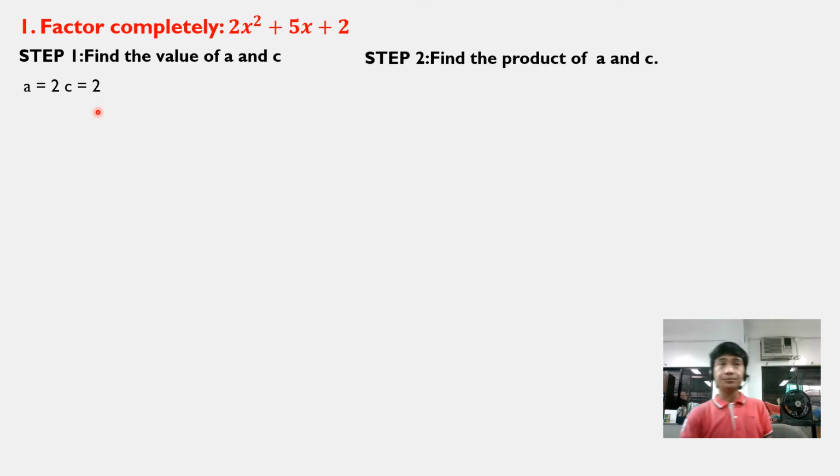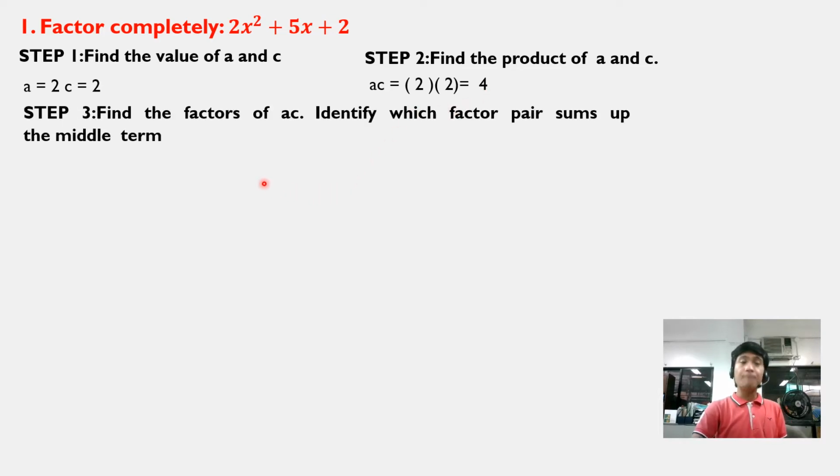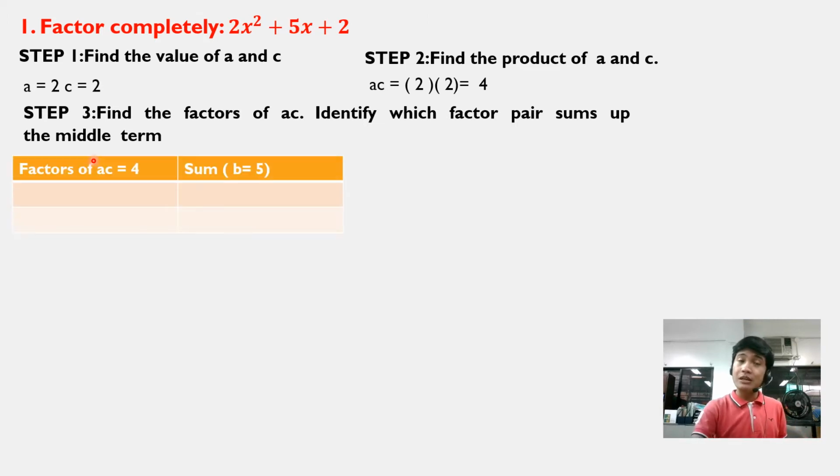Step number 2. We need to find the product of A and C. So, multiply mo lang yung nakuha mo sa step number 1. So, AC is equal to 2 times 2, that is equal to 4. Ganun lang ang step number 2. Step number 3, find the factors of AC. We need to identify which factor pair sums up the middle term. So, para masagawa natin yung step number 3, we need to use the product sum table. Okay? So, in this case, ang ilalagay po natin sa left side ng table ay yung mga factors ng AC na nakuha natin sa step number 2.